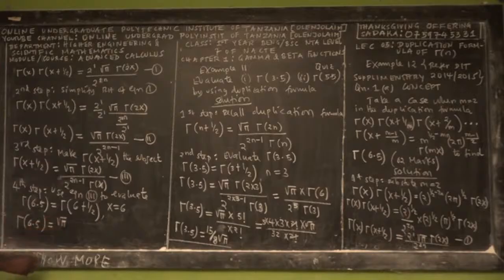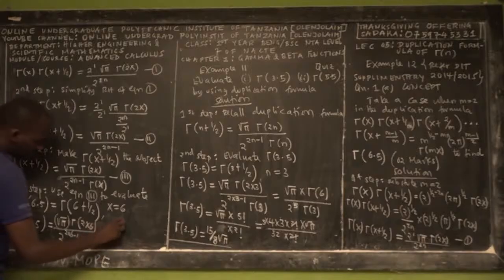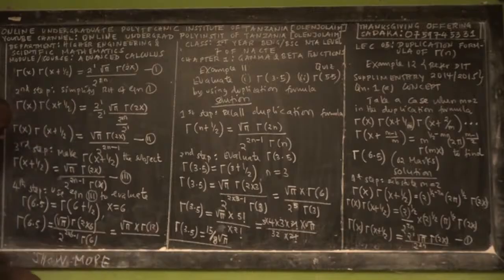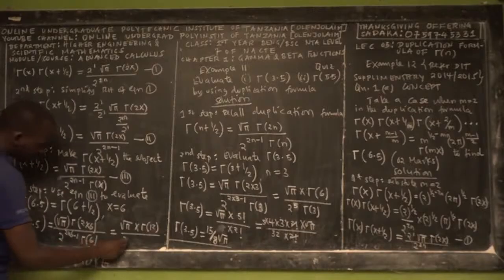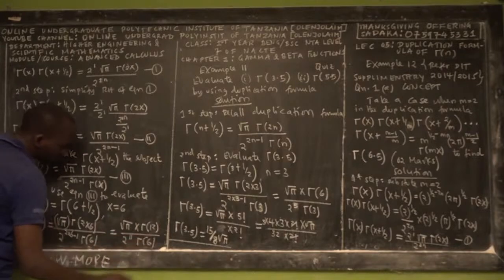Under root pi, then gamma of 2x, which is 6, over 2 power 6 minus 1, gamma of 6. So this will be under root of pi times gamma of 12, over, since 12 minus 1 is 11, 2 power 11 gamma of 6.